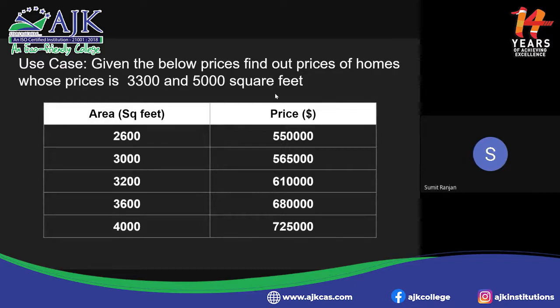Okay, so what we are going to do, let's say you have to buy a house, in one of the areas. The price of the house increases as per square feet. So if you have 3,300 square feet, then there is some price. 5,000 square feet, some price. You can see here 2,600 square feet, some price is there. 3,000 square feet, some price is there, right? 4,000 square feet, some price is there.